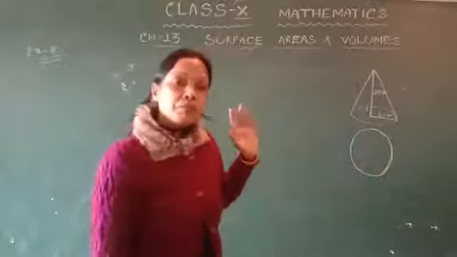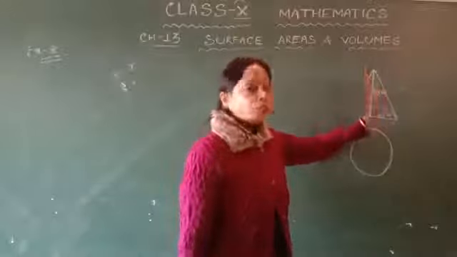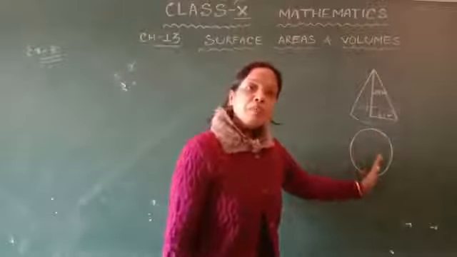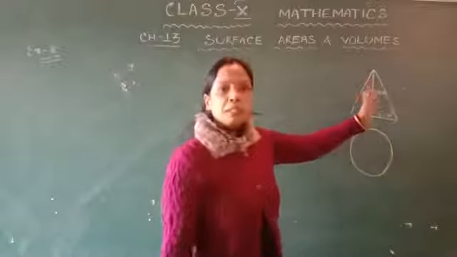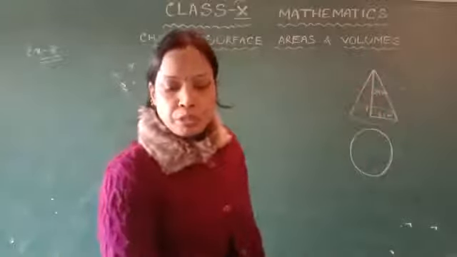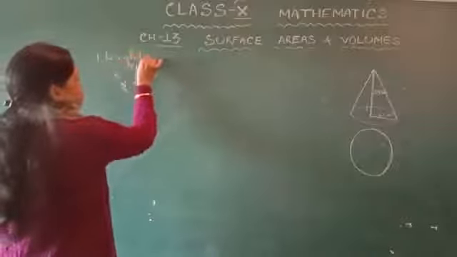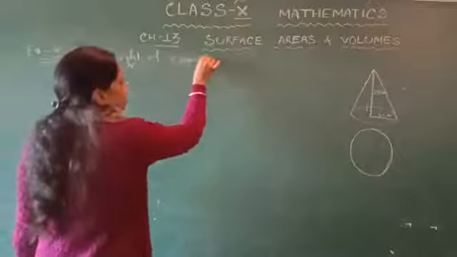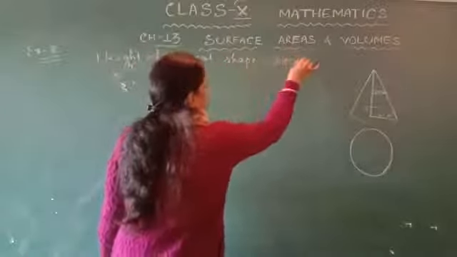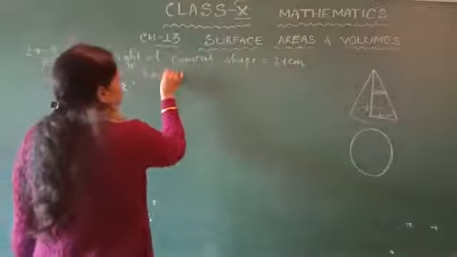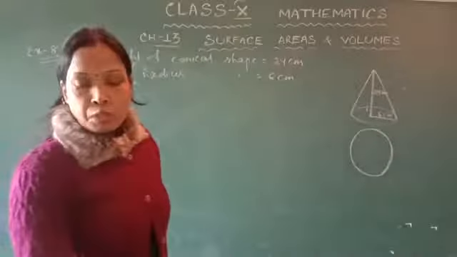So according to our question, the volume of this solid cone shape is also equal to the volume of this second solid, that is the sphere. Okay. So first you find the volume of this first solid, that is the cone. Here the height of the conical shape is 24 cm, and the radius is 6 cm. So what is the volume of this shape?